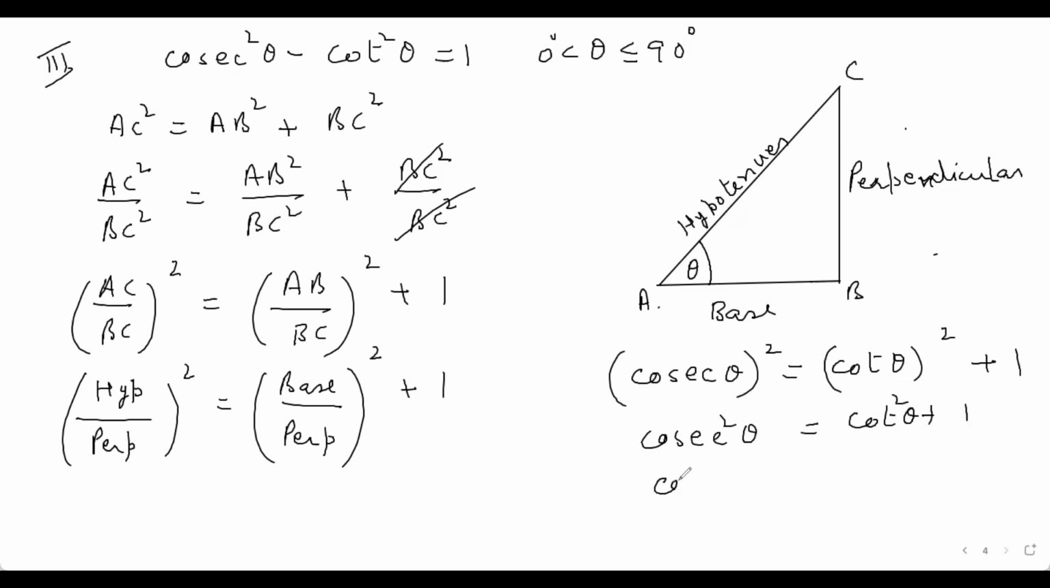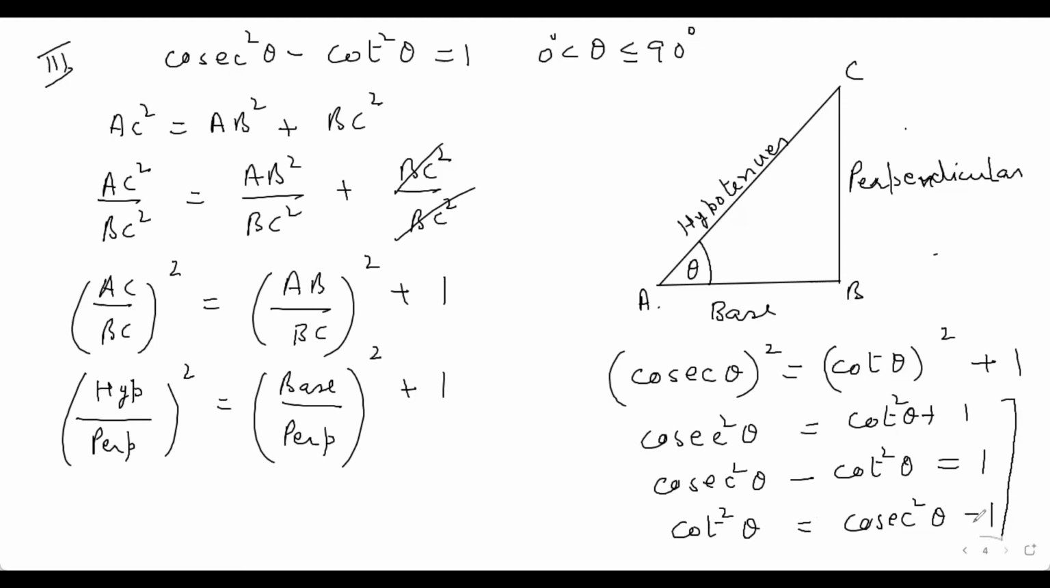Now cosec square theta minus cot square theta is equal to 1. And cot square theta is equal to cosec square theta minus 1. So you have to learn these three identities.